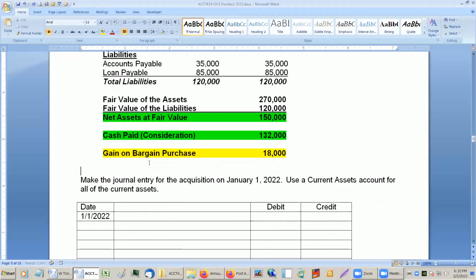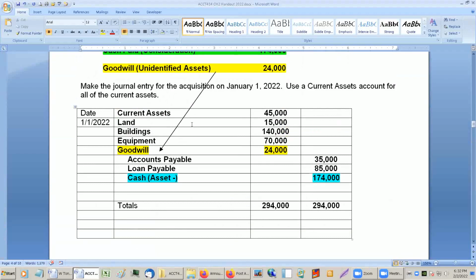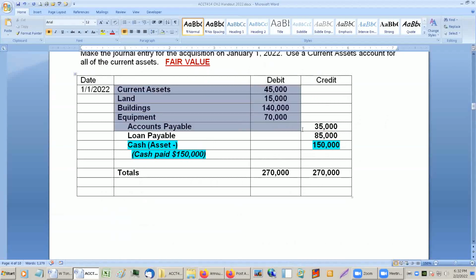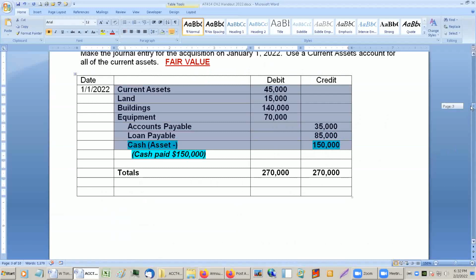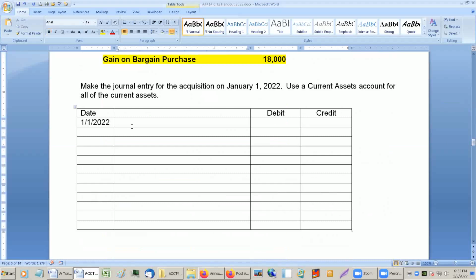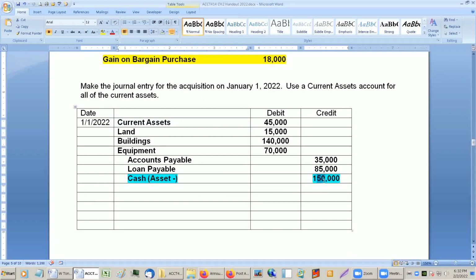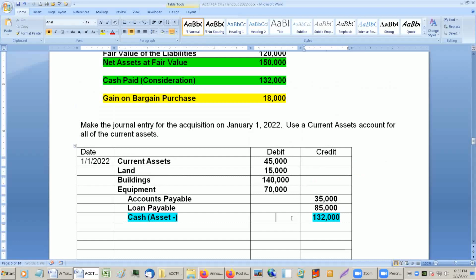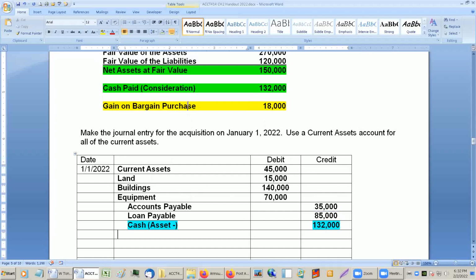Okay. I'm going to copy this down. So I'm going to copy the first one down. Okay, cash paid was 132. And this is sort of the opposite of the goodwill. And this gain will go on your income statement as a gain.